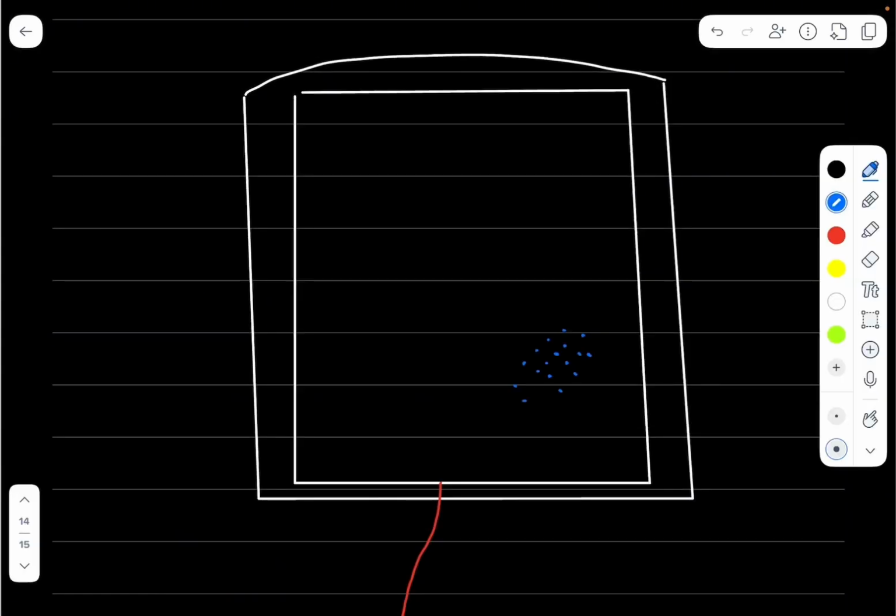Alright, these were the ribosomes. Now we are going to draw the circular DNA. This is the circular DNA. Now we are going to draw the naked DNA. So that's how it looks like. Alright, you can say this is the naked DNA.